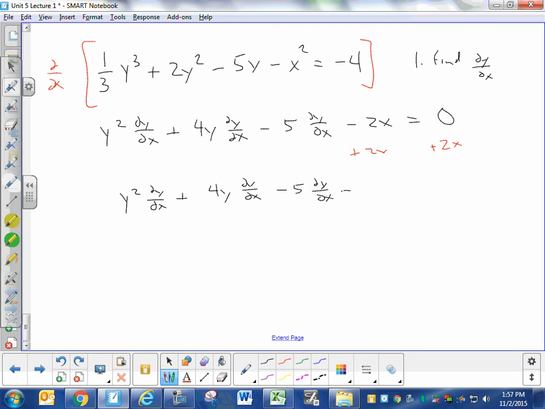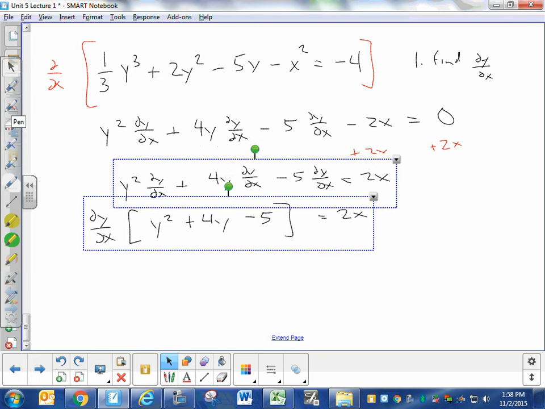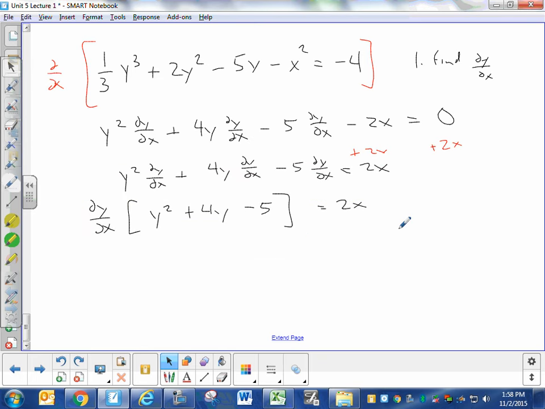Step 2, factor out the dy dx. After you factor out the dy dx, you will notice that you'll just have a product. Dy dx times some stuff. Step 3, solve for dy dx. How are you going to do it? Well, this is a product, so to get rid of the y squared plus 4y minus 5, you divide both sides by that stuff.